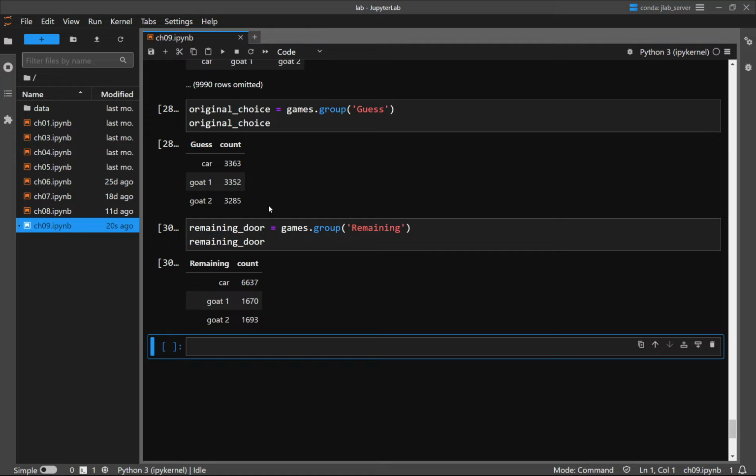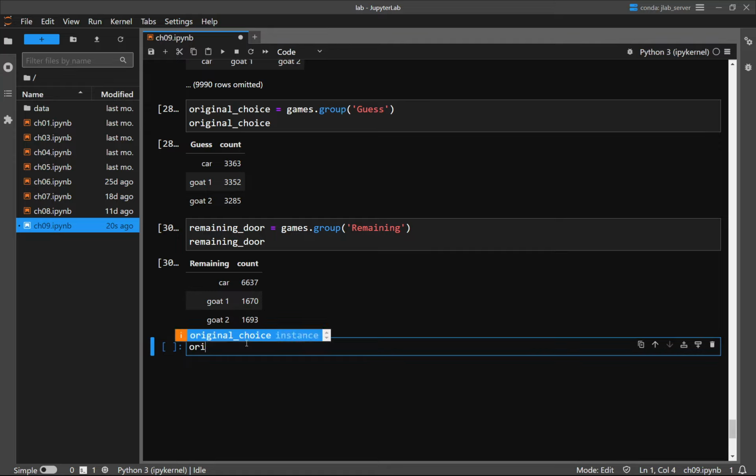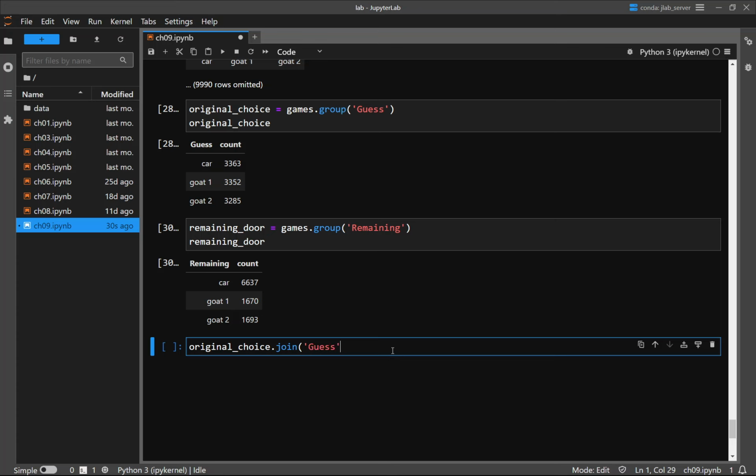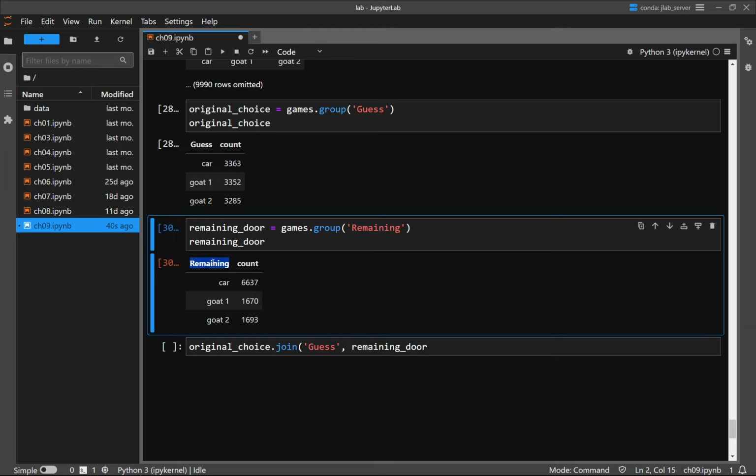All right. So we can start with either of the tables. So we'll say original choice. I want to join it on its guess column, because those are the ones that are in common with the other table. I want to join that with the remaining door table, and the column that has the same values that I want to join it with is the remaining column of the remaining door table.